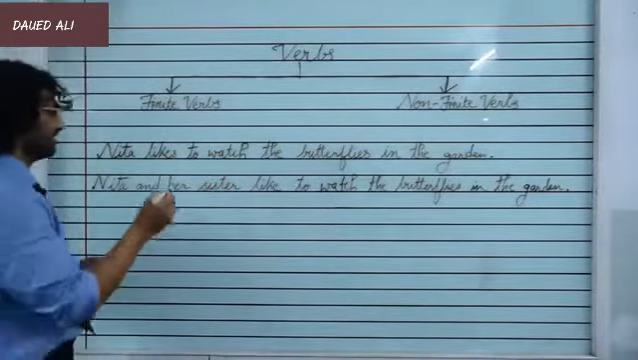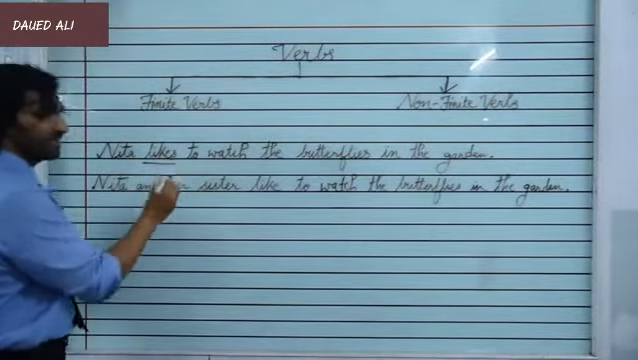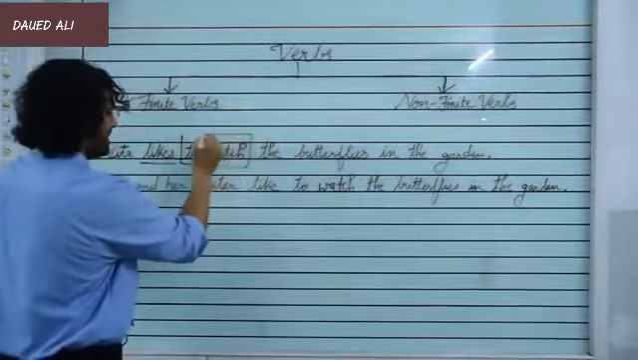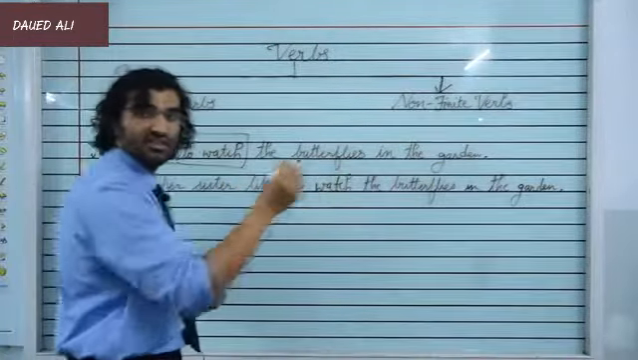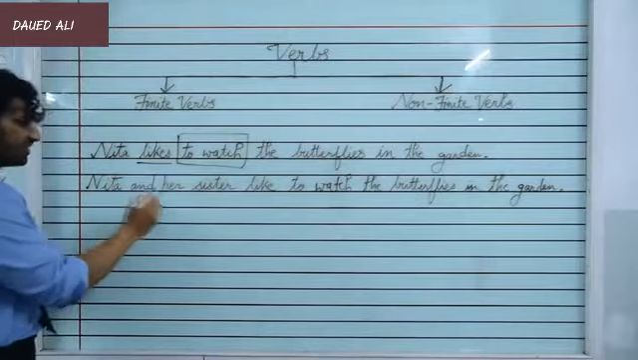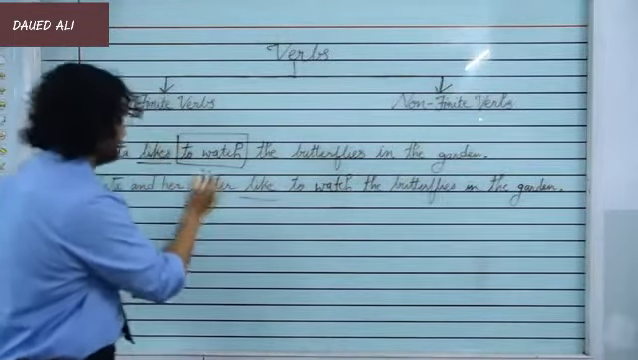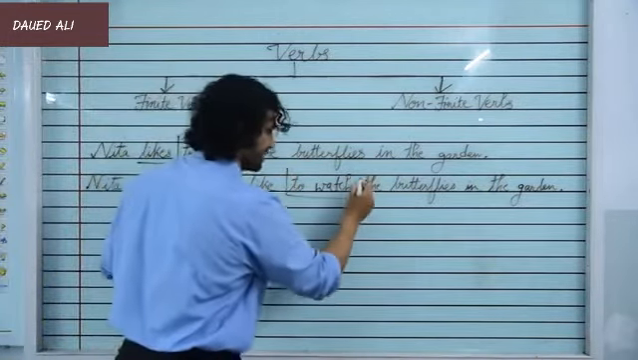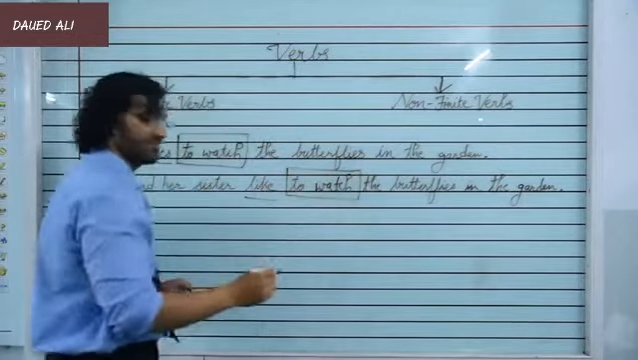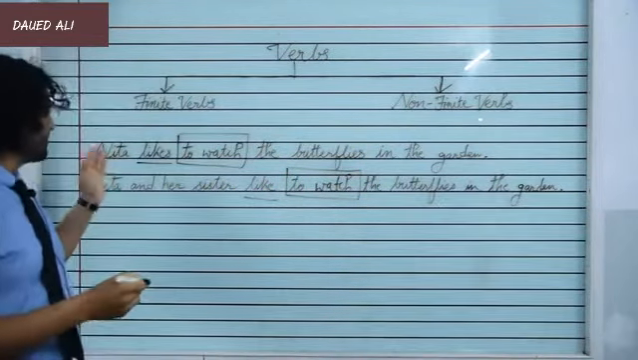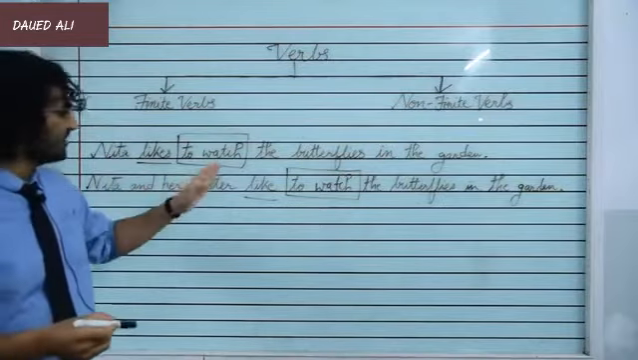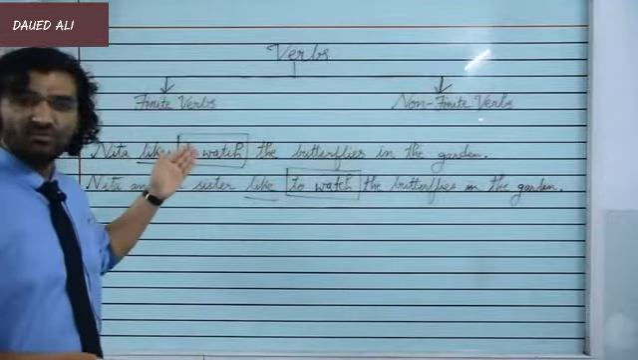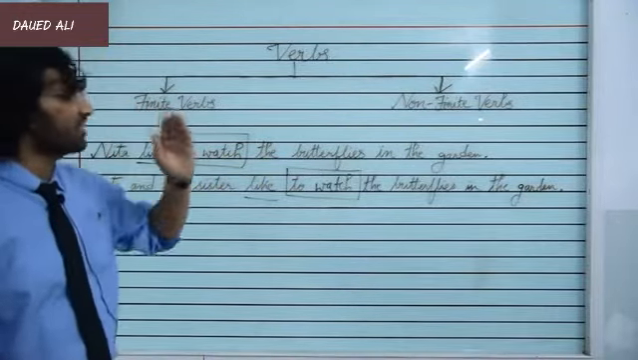Sentence number 1. Here we have a verb likes, and here we have a verb to watch. Nita likes to watch the butterflies in the garden. In sentence number 2, Nita and her sister like. This likes became like. But this to watch remains the same. Which means that this likes and this to watch are two different kinds of verb. Likes is a finite verb and to watch is a non-finite verb.